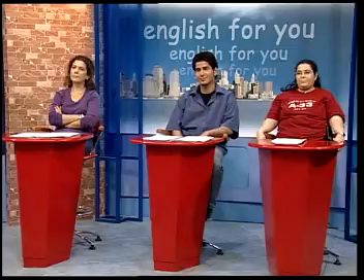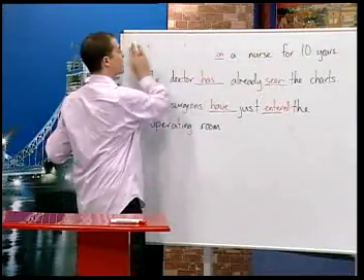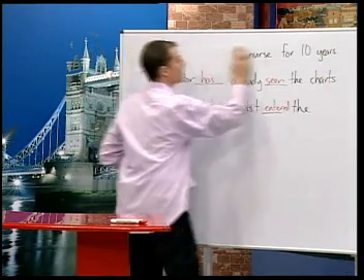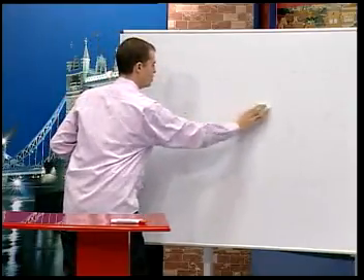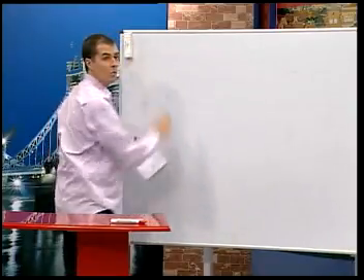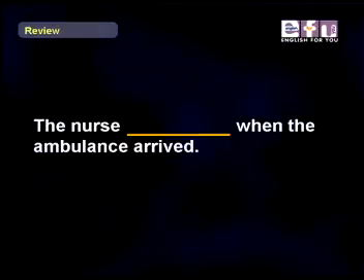Okay, let's do one last exercise. Let's practice the past perfect. Now, I will give you the part of a sentence with the simple past in it, and you complete the sentence with the past perfect. Okay, Rosa, you can go first. The nurse, something, when the ambulance arrived. How about this? The nurse had just left when the ambulance arrived.